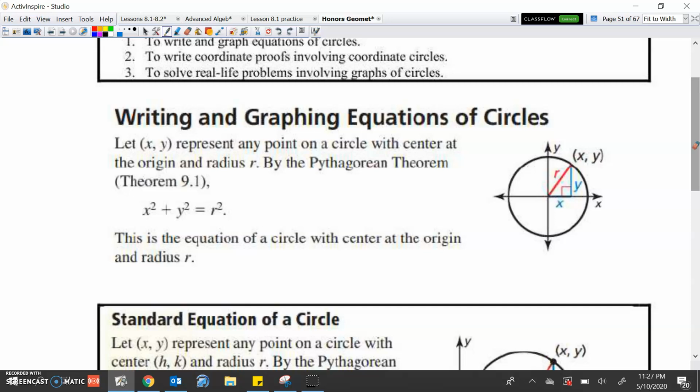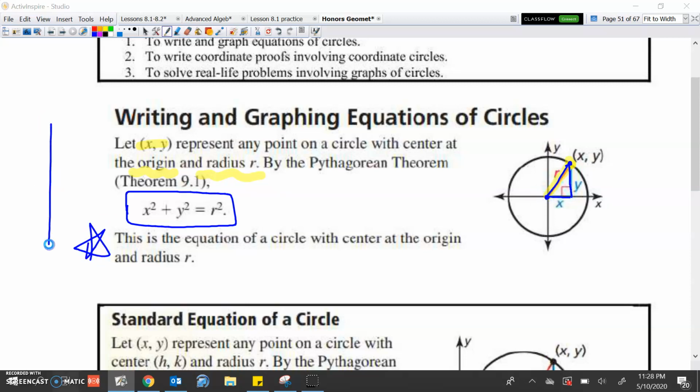They're saying let x and y represent any point on the circle with a center at the origin and a radius r. So they've labeled a random point xy right there. If we want to know how long r is, then we can turn this into a right triangle, say x and y, because that's how we get to that point. And x squared plus y squared equals r squared. That's the Pythagorean theorem. There's our right triangle. So this is the equation of a circle with a center at the origin.